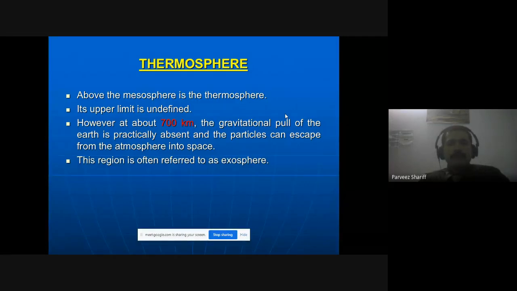And here the gravitational pull of the atmosphere is almost practically absent. So most of the low Earth orbit satellites and medium Earth orbit satellites will be in this thermosphere layer, at an altitude of 400 to say 700 kilometers. So most satellites, LEO and MEO satellites, are placed at these altitudes.